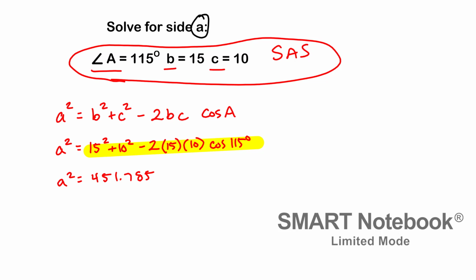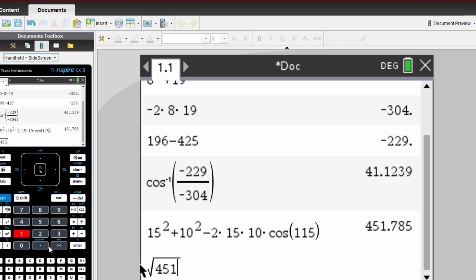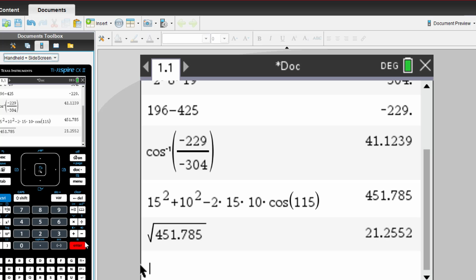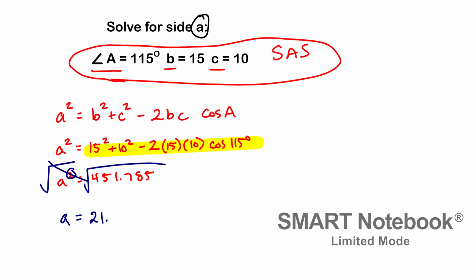451.785. And we think, well, wait, okay, I should be done, right? No, we have to get rid of this squared. How do we get rid of squares? Take the square root. If I take the square root, I'm going to have just a on the left-hand side, and now I can take the square root of that answer that I had on my calculator. So we take the square root, we have to press Control and then the x squared button of 451.785, and there we get our result, 21.2552. 21.25 should round up to 21.3 for giving us that first decimal place, and A is going to equal 21.3.